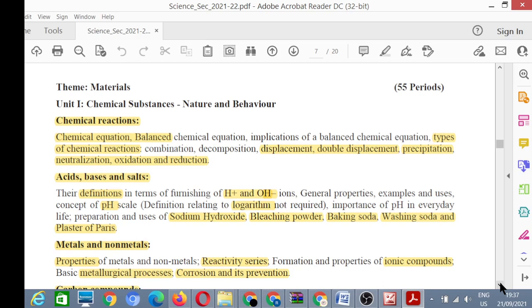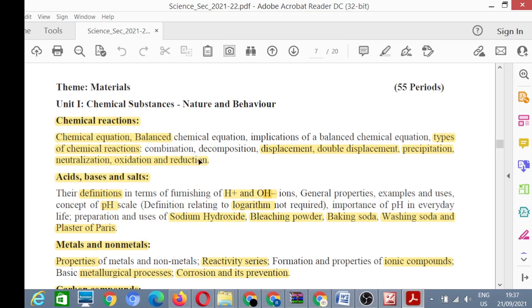But if you combine one molecule of hydrogen with one molecule of oxygen, H2 plus O2, it cannot form water directly. You will have to balance the equation first. So first is the chemical equation, then balancing of chemical equations, then implications of balanced chemical equations, then types of reactions. Now I have given you one example. Now, different types of chemical reactions.